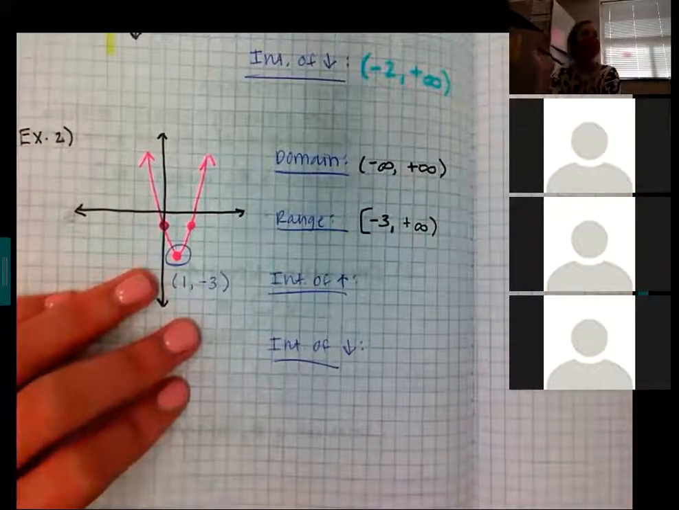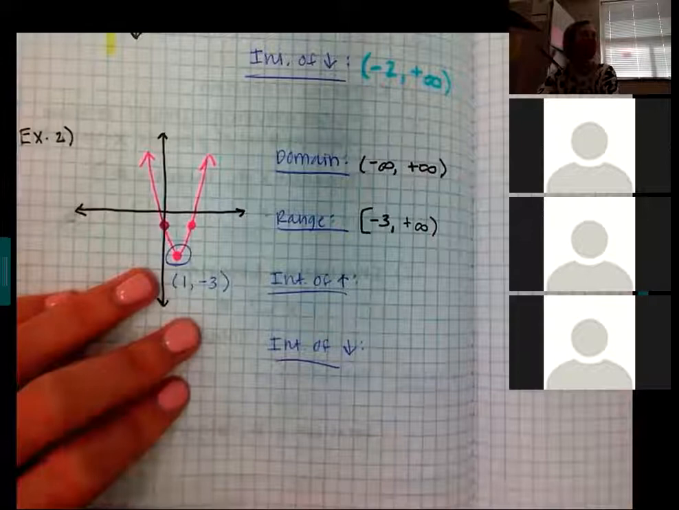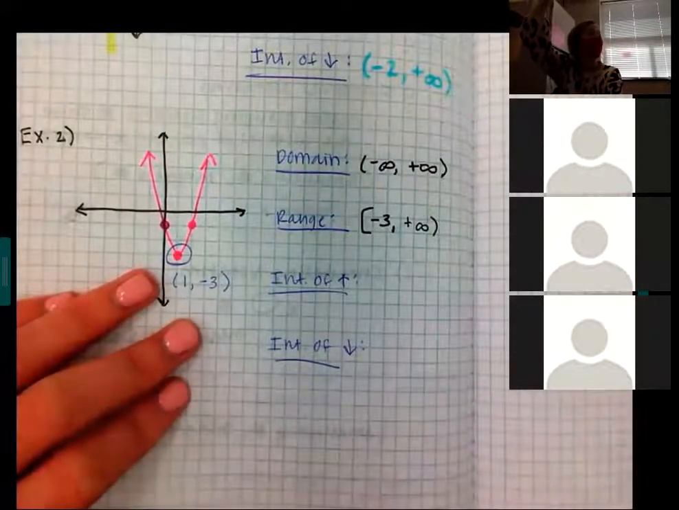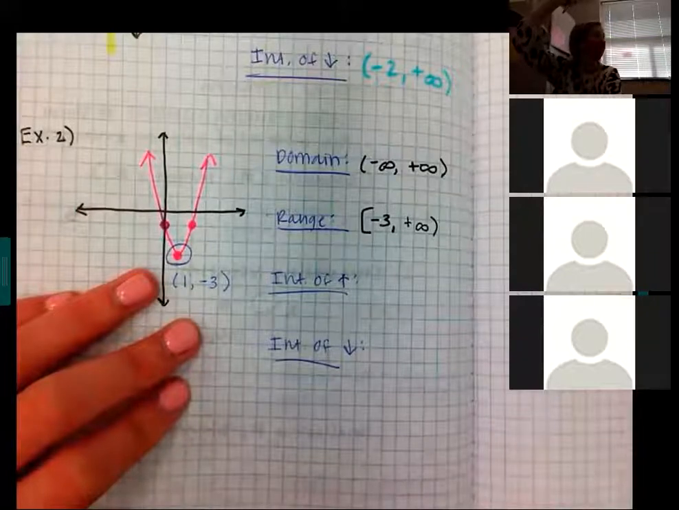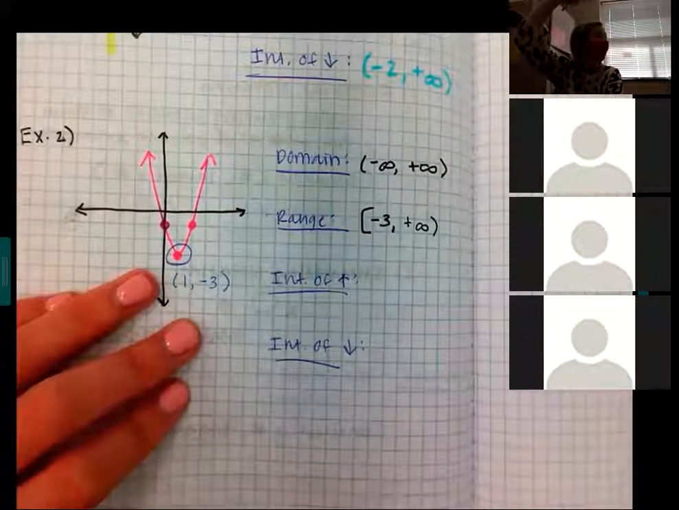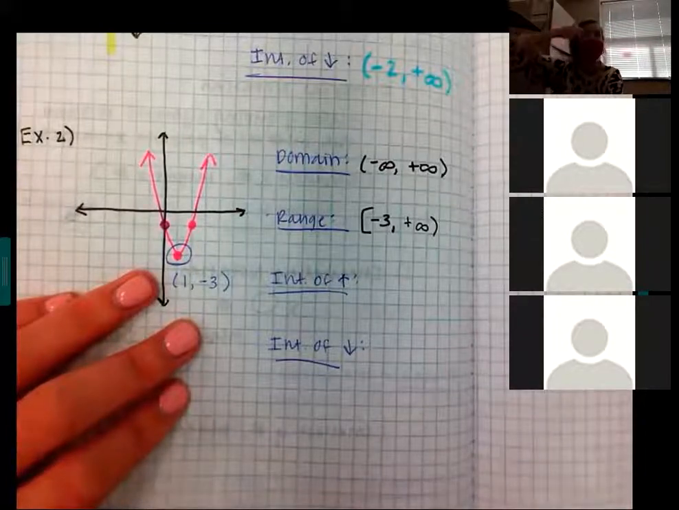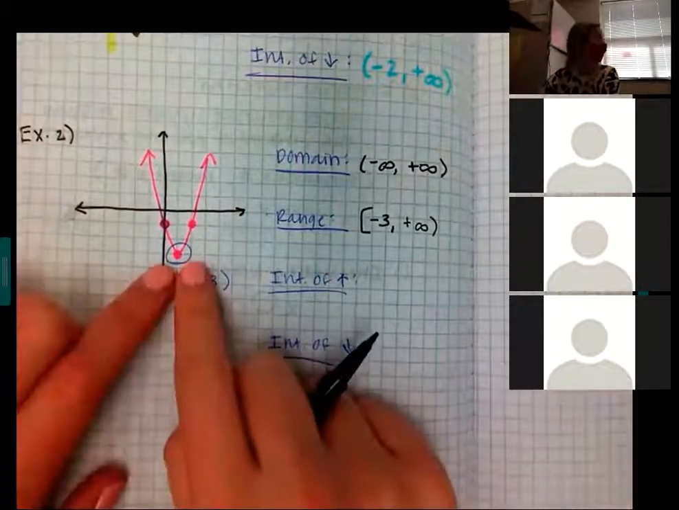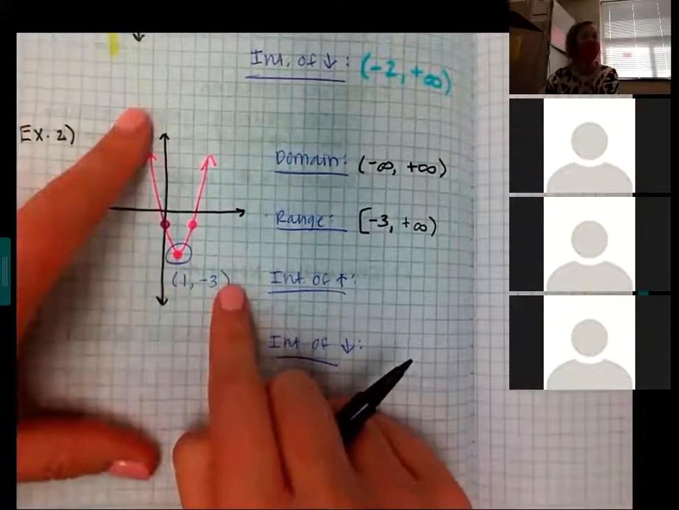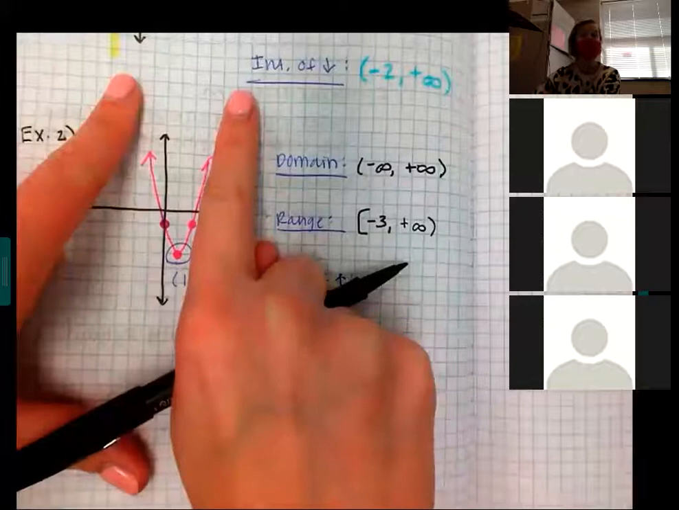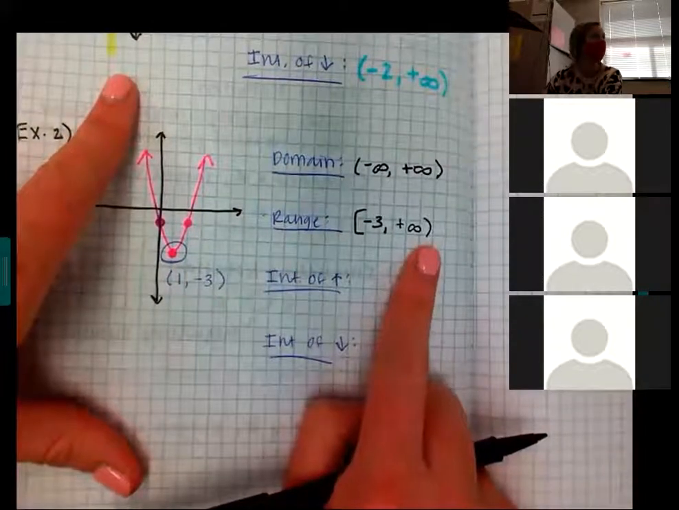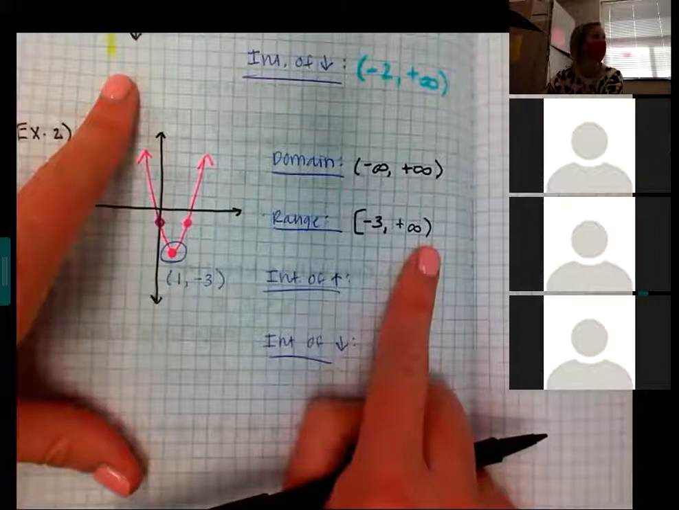Domain is left to right, smallest x, biggest x. Range is bottom to top. I sing to my Math 1 kids, you probably remember this: Started from the bottom, now we're here. Start at the bottom, go up. That's how you find the range. So the bottom of this pink graph is at negative 3, and it keeps going up, so that's got to be positive infinity. That's your range. Are we okay?